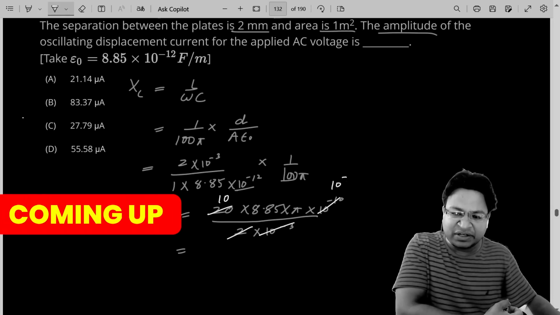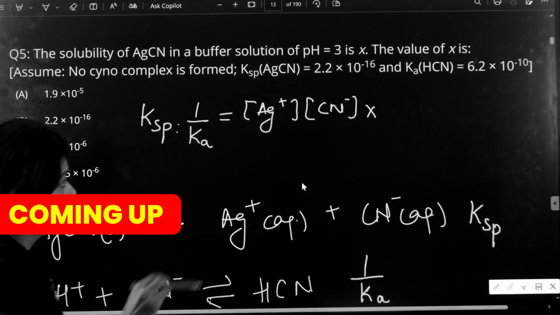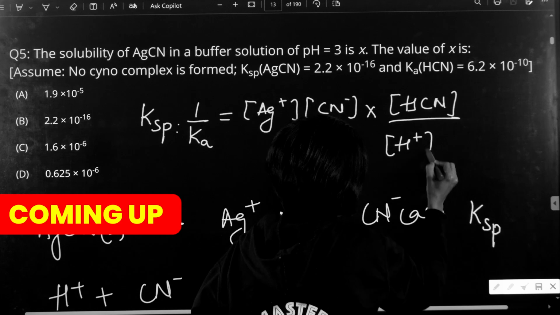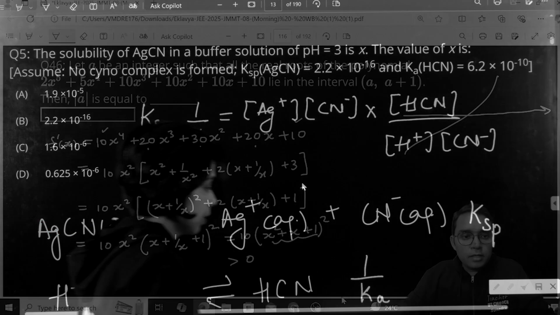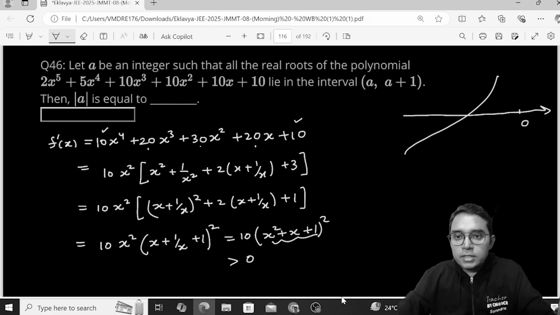into 10 raised to power minus 7 here. I also adjust this. So minus 6. So microamperes. We are getting current in the microamperes and the value would be 8.85 into pi. 1 by Ka. So the concentration of HCN over the concentration of H positive into the concentration of CN negative. The value at 0 is already 10, that is positive. Now we can check value at x is equal to minus 1.